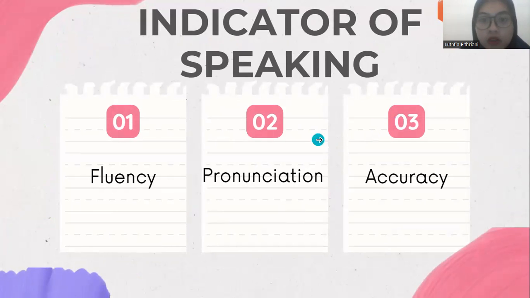The second is pronunciation. The act or result of producing the sound of speech, including articulation, stress, and intonation. The third is accuracy. This refers to how correct students' use of the language system is, including their use of grammar, pronunciation, and vocab.